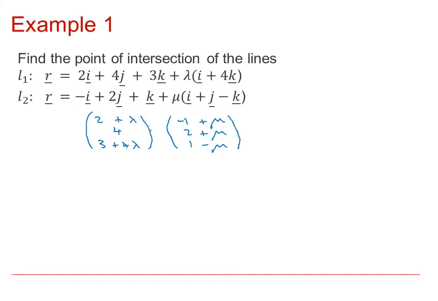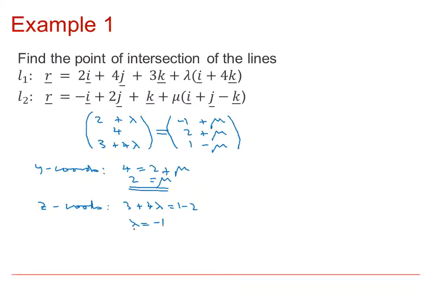So for these two lines to intersect each other, these position vectors must equal each other. If we look at the y coordinates, we have 4 is the same as 2 plus mu, so we straight away know that mu is 2. And if we sub that into the z coordinate, we get 3 plus 4 lambda is 1 take away 2, which gives us lambda is minus 1.